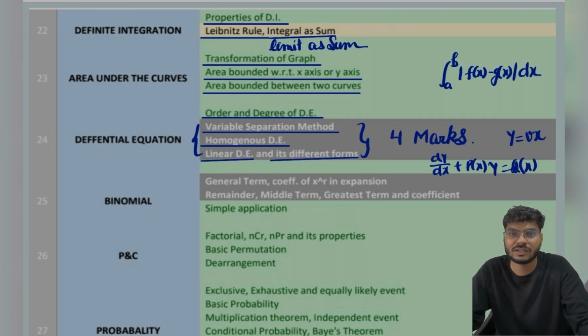What are the different forms? Bernoulli's differential equation, where y to the power n will be there. Then how to solve? By substitution first, we have to do, right? Exact differentiation, polar substitution, not too much important. So just remember the linear differential equation and its format.